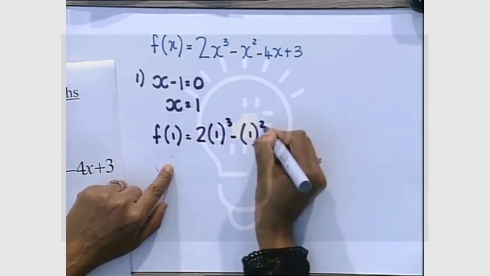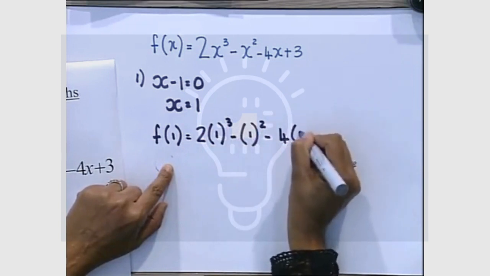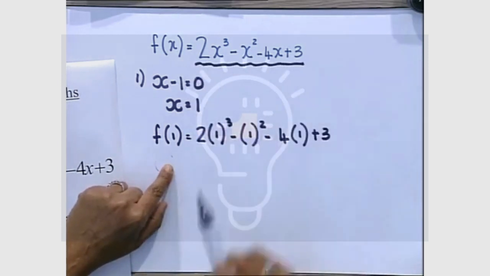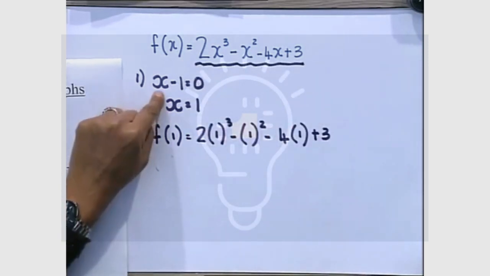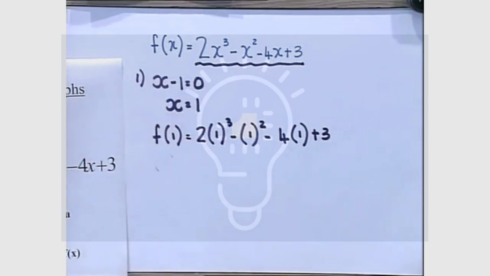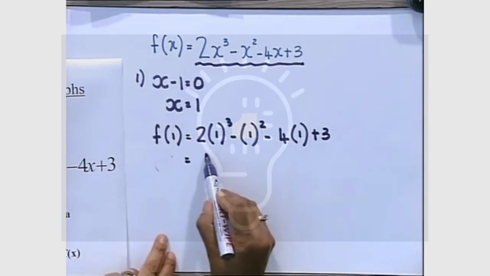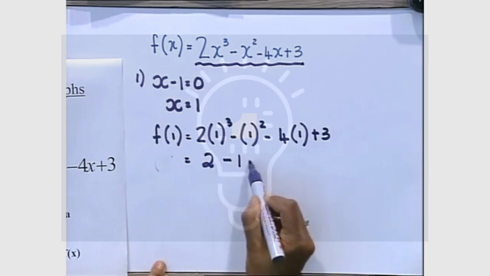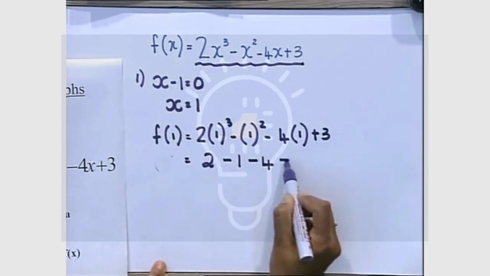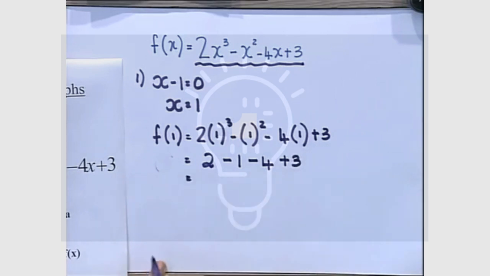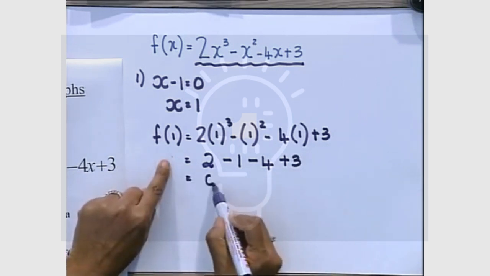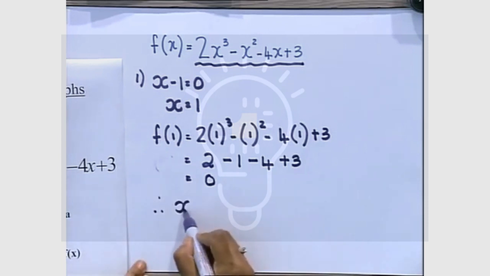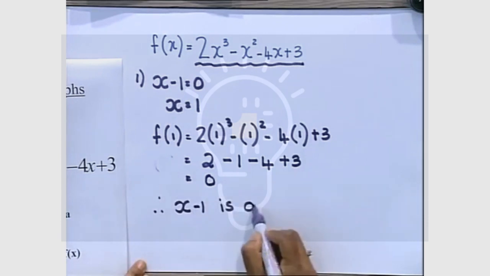Everyone, you are substituting with me 4 multiplied by 1 plus 3. Remember, you are using this function and you are seeing whether x minus 1 is a factor. I'm so sorry. You are going to work this out. I'm so sorry, everyone. That's 2 minus 1 minus 4 plus 3. What do you see? f of 1 is equal to 0. That is fantastic, Zukile. You immediately knew that x minus 1 is a factor.